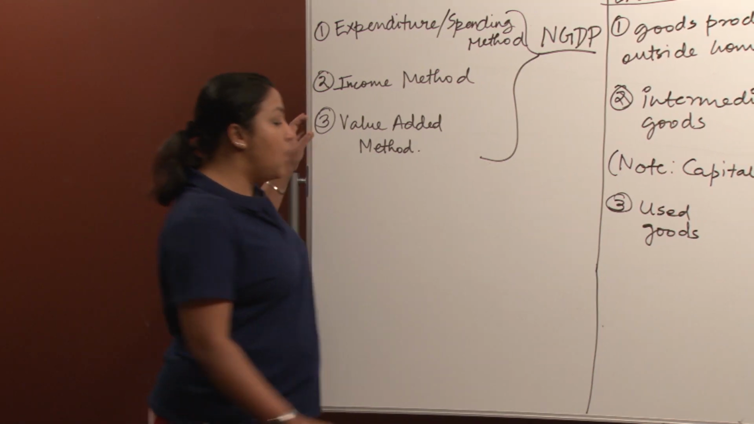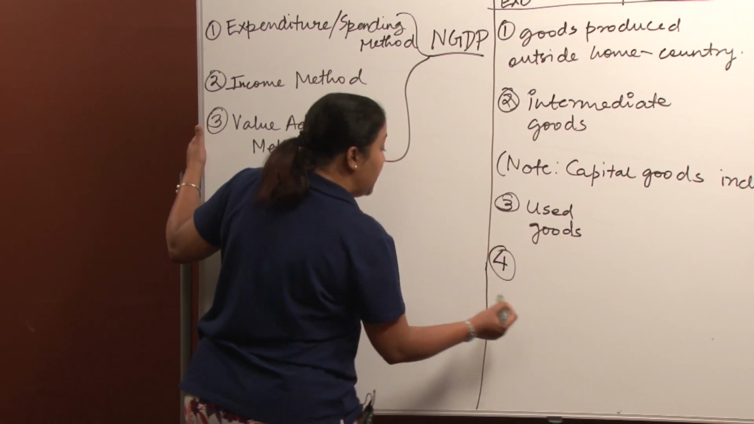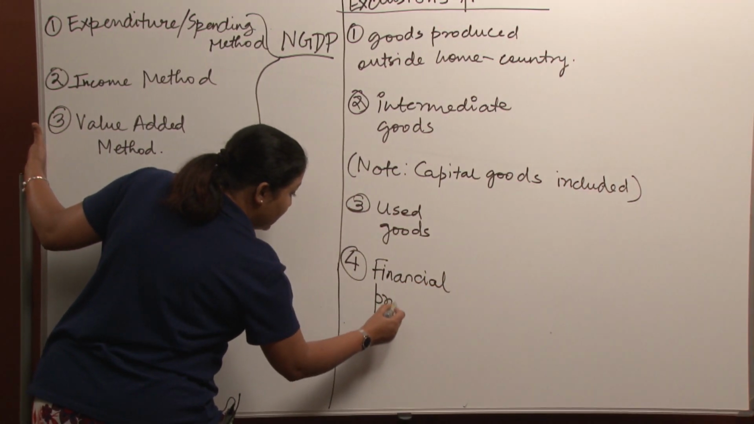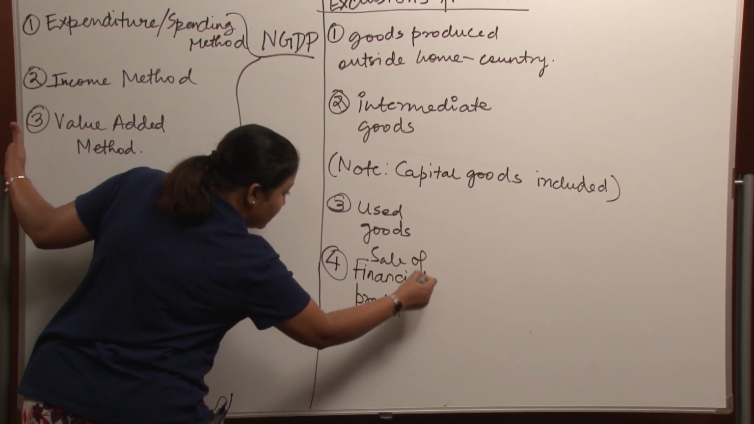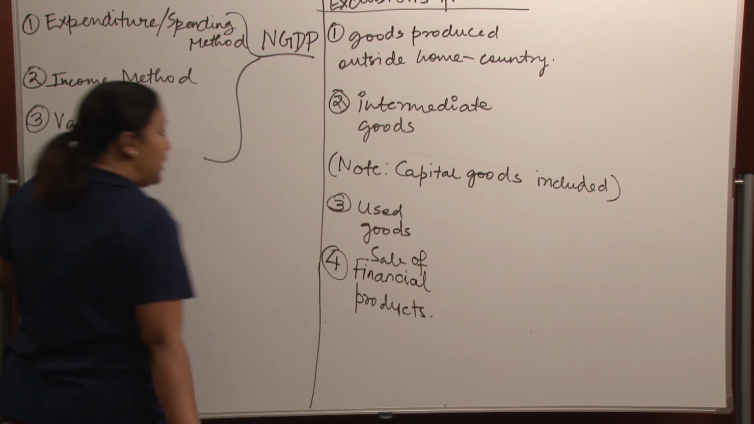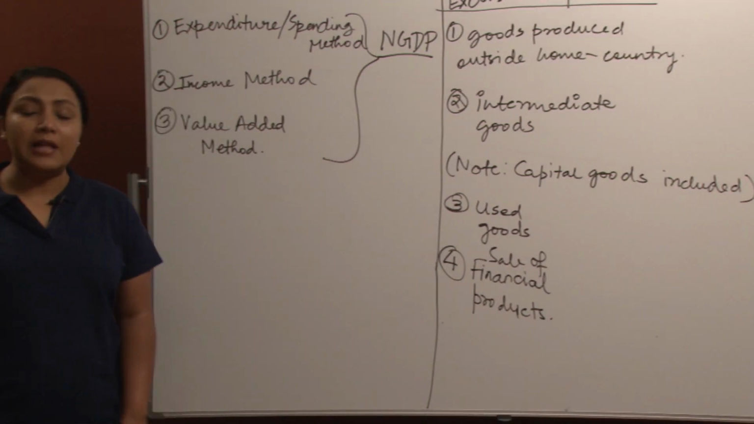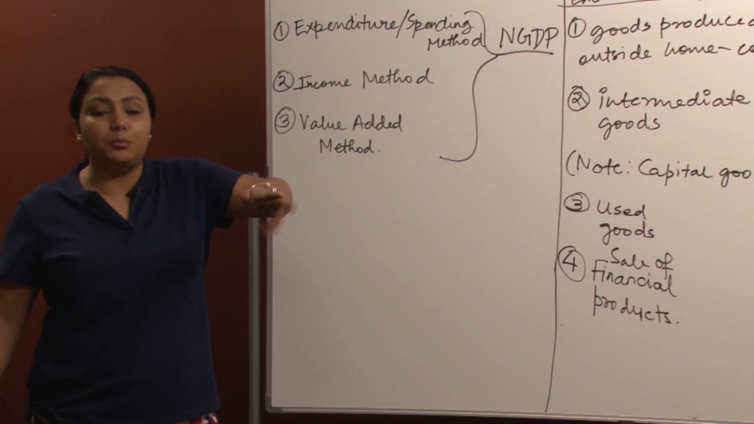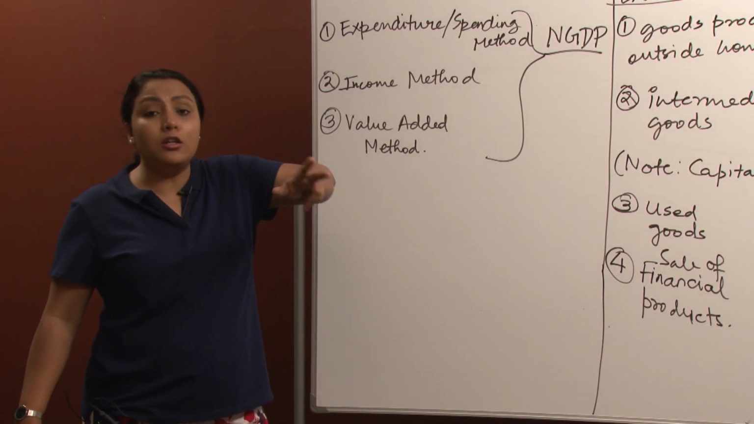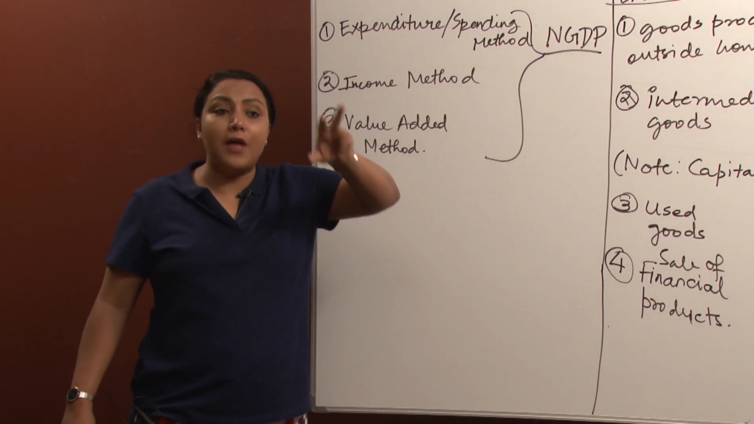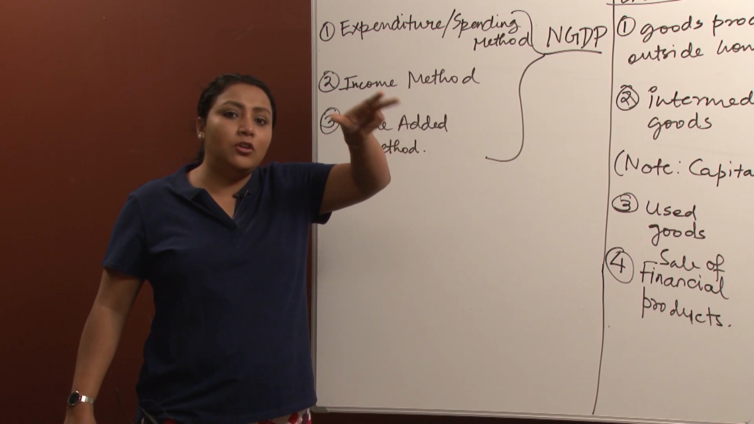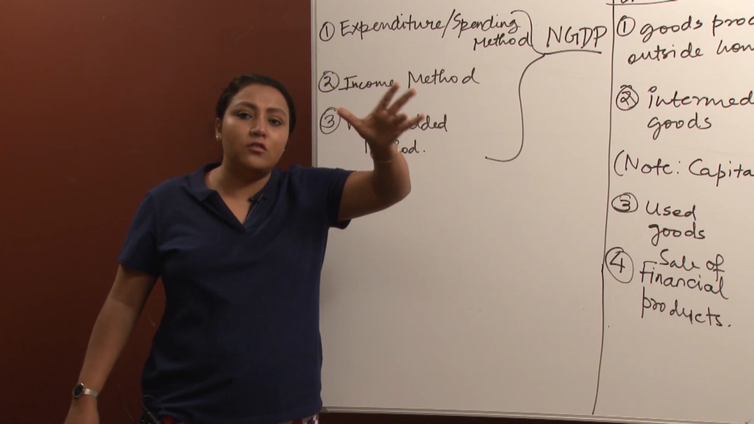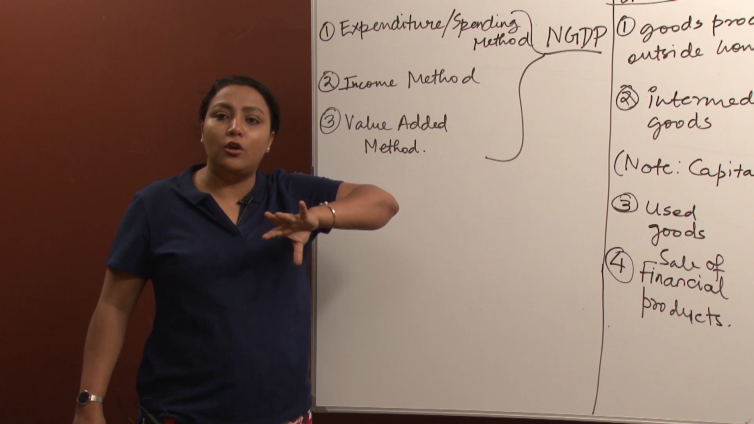Now, the fourth exclusion from GDP is the sale of financial products, something like stocks and bonds. Once again, the reason that those are excluded from GDP is because it is something like a change of ownership. It is something like a used good, right? It's not a new good. If you buy the stocks of Amazon, then it is a change in ownership of that stock from Amazon to your name. Earlier, Amazon was the owner of that share. Now you are the owner of that share, right?